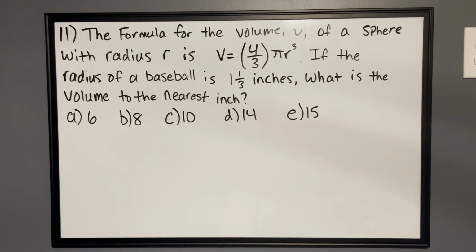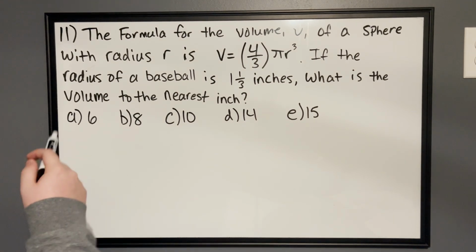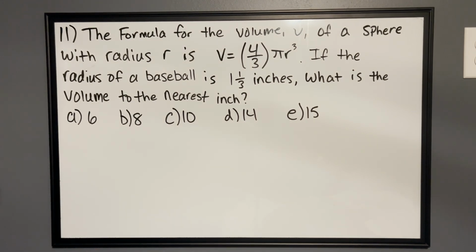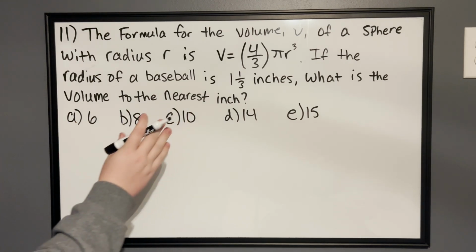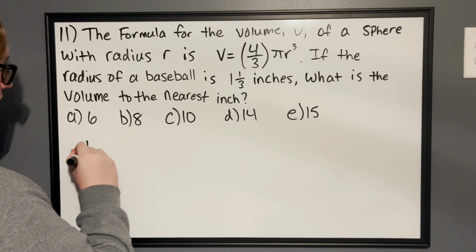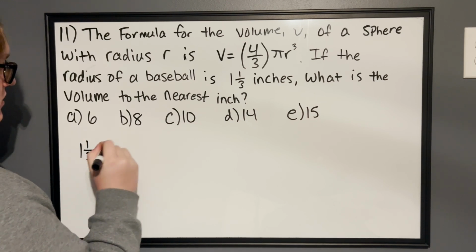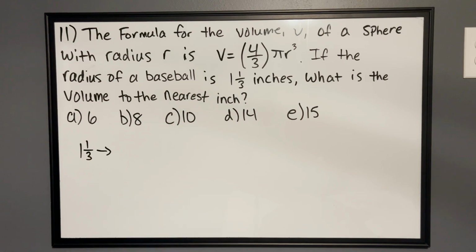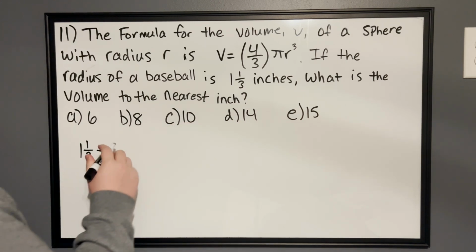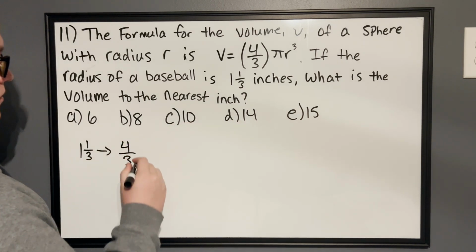Okay, so here we have question number 11 of the ACT. It says the formula for the volume V of a sphere with radius r is V equals 4/3 times pi r cubed. If the radius of a baseball is 1 1/3 inches, what is the volume to the nearest inch? So here's your options. Let's go ahead and compute what the radius is in an improper fraction because we have it in a mixed number. So 1 1/3, we want to convert this to a fraction. That way it's easier to plug into the formula. Well, 1 1/3 is the same as 4/3, which is our radius.